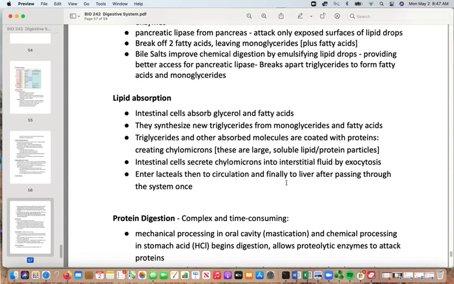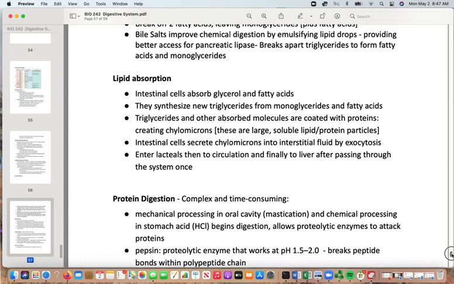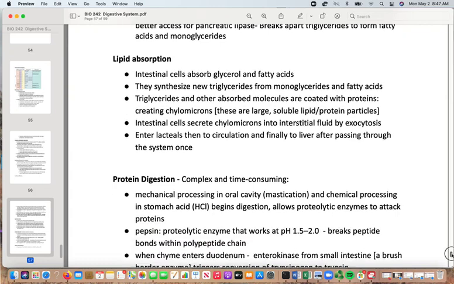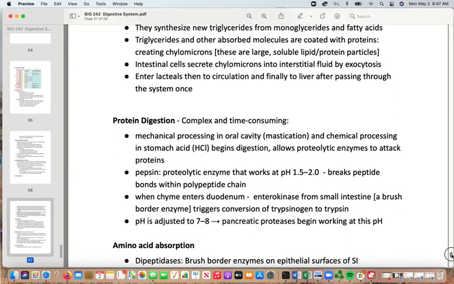The intestinal cells secrete the chylomicrons into the interstitial fluid through exocytosis, and then they enter the lacteals and go into the circulation, finally to the liver, and through the system once. So they do have the chance to be stored other places, though, before they get to the liver.